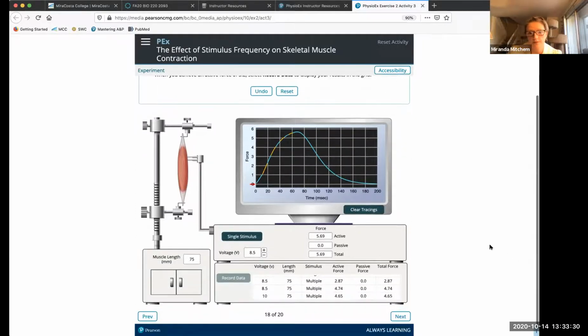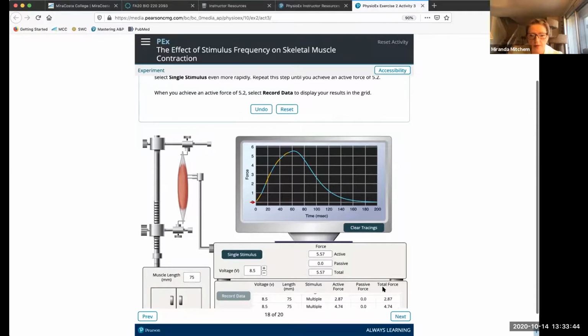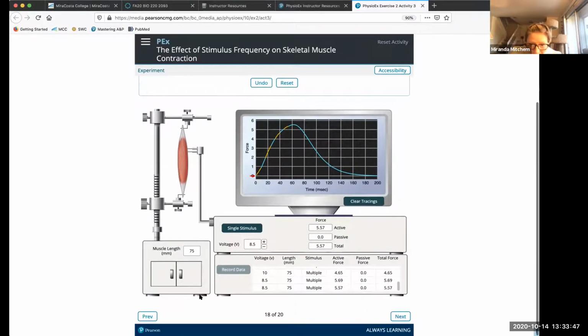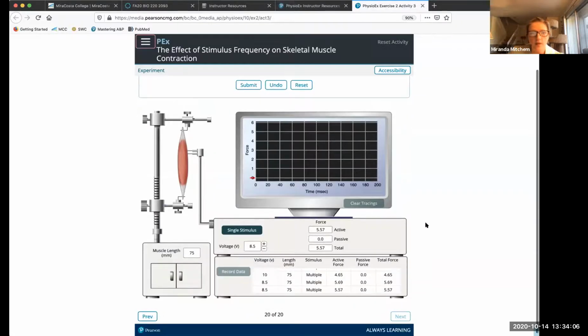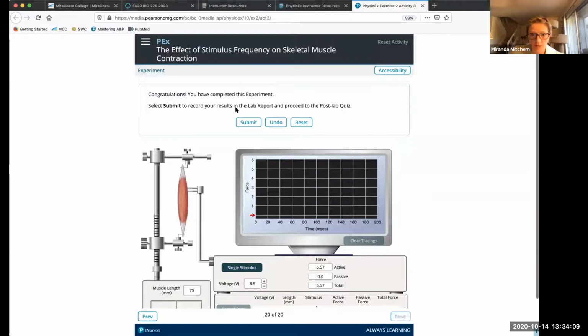Record. Let's do that again. I went a little bit higher. Record. Okay, so our active force was higher with the increased frequency. We went from 4.65 to a 5.6 something. Okay, clear tracings, and let's see what's next. Okay, we're done with this one.